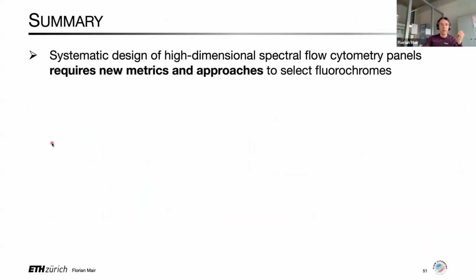And this brings me to the summary. What I could hopefully show you here today is that the systematic design of these high-dimensional panels requires new metrics and approaches to select fluorochromes. And I think this is something where we, as a community and as a field, should hopefully come up with the most straightforward way that works in a platform agnostic fashion. So no matter on which platform you work, you can just use public data, hopefully, to predict which fluorochromes to use. And afterwards, you just need to work out the co-expression patterns with the traditional ways like spillover spreading matrix or impacted stain index, which works as well.